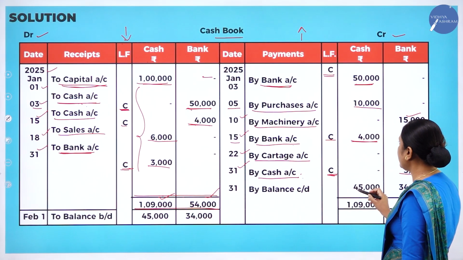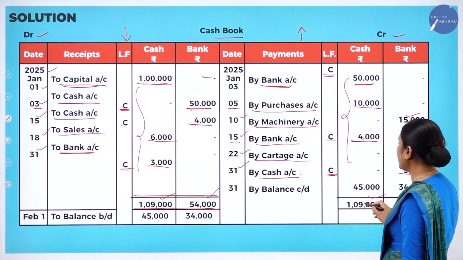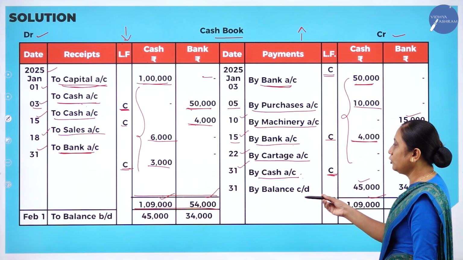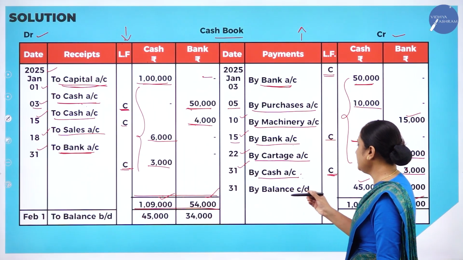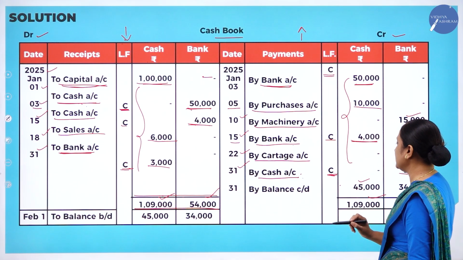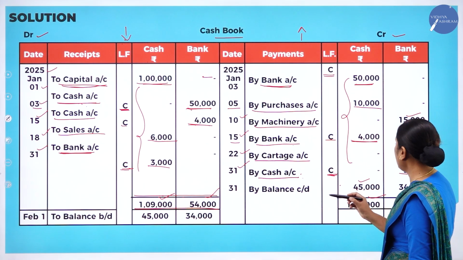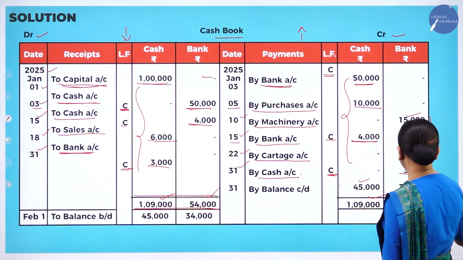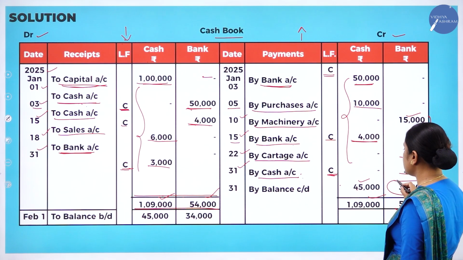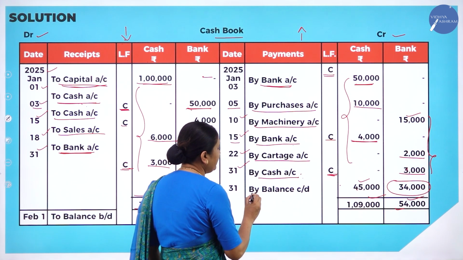Now you find out the difference amount. Difference amount means what? You have to add all these minus 1,09,000. It is coming to 45,000. Before writing the total, we left one line space here to write the balance carried down. There we will write the difference amount. Similarly, for the bank column also, we will add all these minus 54,000. It is coming to 34,000. Okay, we have written here, right?